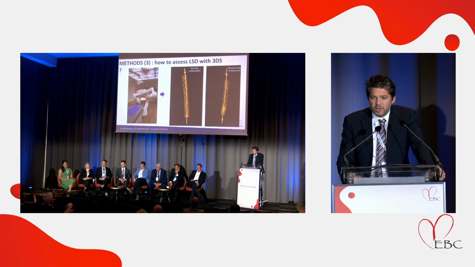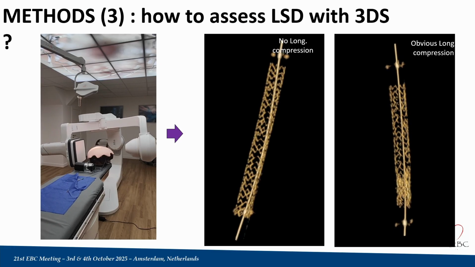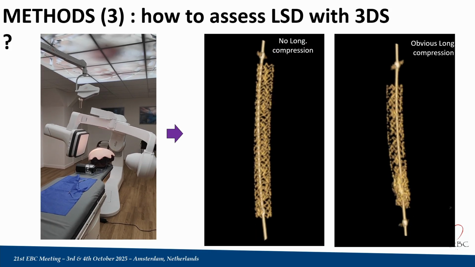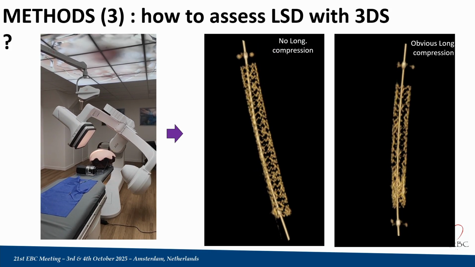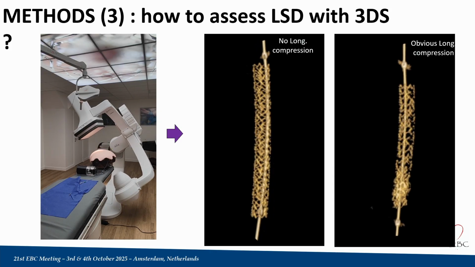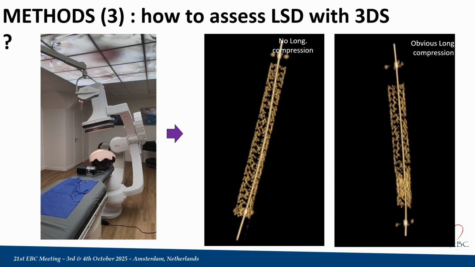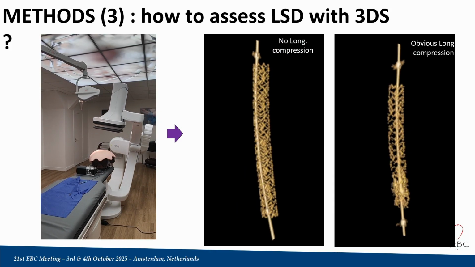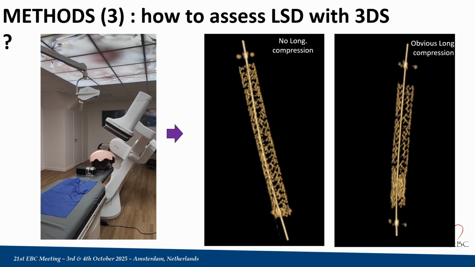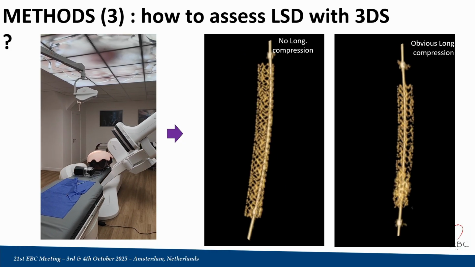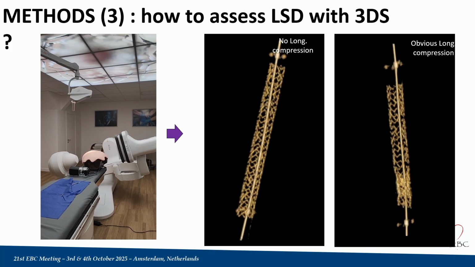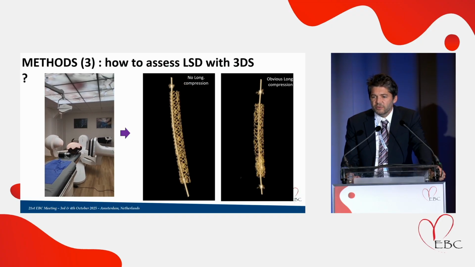All the samples were then acquired with X-ray acquisition in the cath lab. As you can see, this is a rotational angiography, and you can see some examples of reconstruction of non-compressed versus compressed stent. And as you can see, the difference appears to be quite obvious.